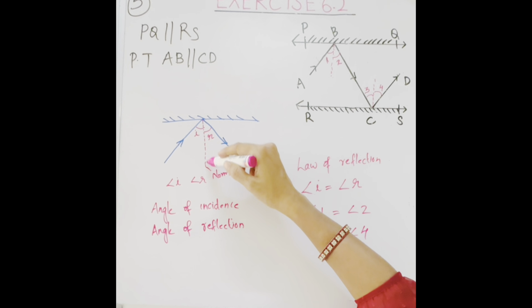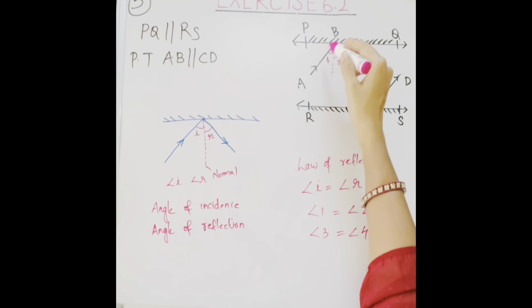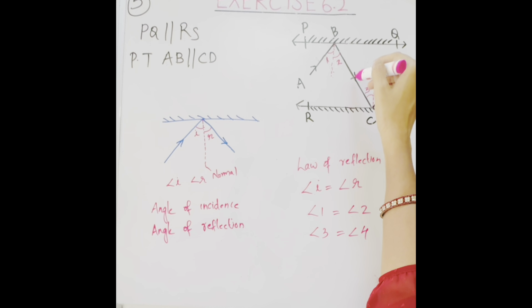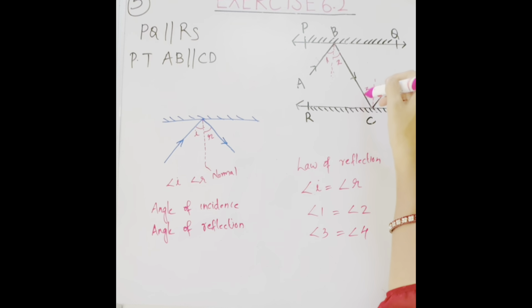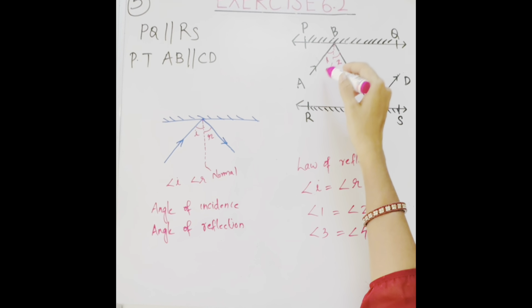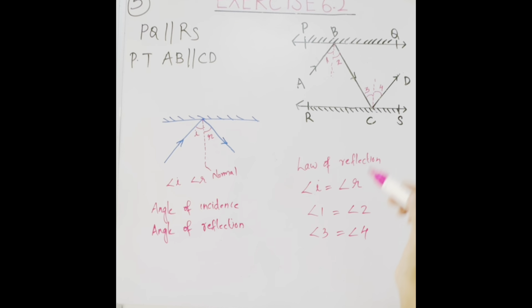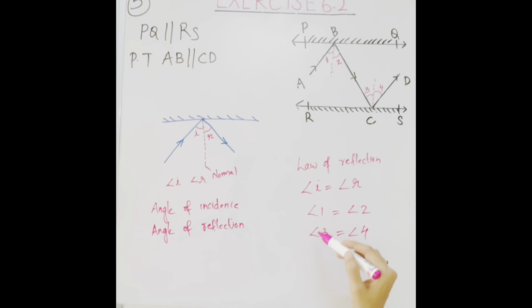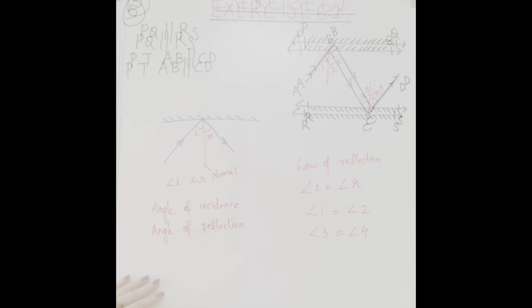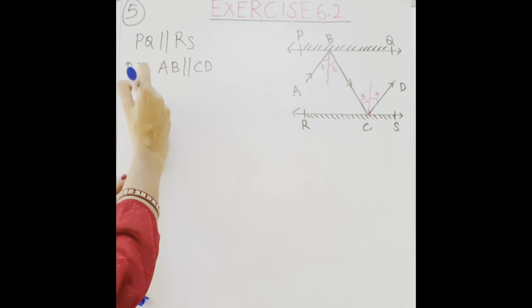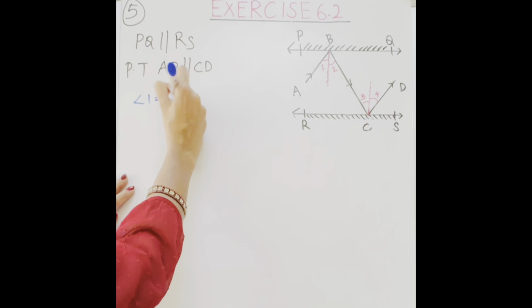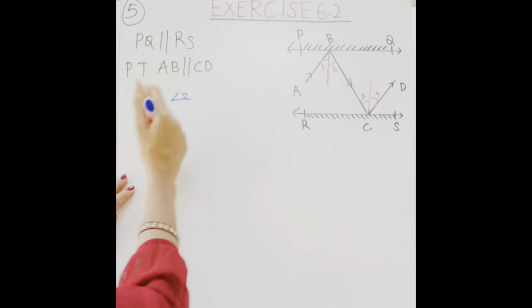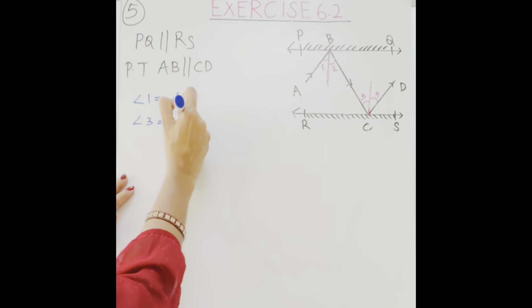The same normal is the same normal here. The incident ray and the reflected ray. The reflected ray is again considered as the incident ray here and then reflected. So angle 1, angle 2, angle 3 and angle 4 are formed, which are angle of incidence and angle of reflection. So angle 1 is equal to angle 2, angle 3 is equal to angle 4. So as per the law of reflection, we can write that angle 1 is equal to angle 2 and angle 3 is equal to angle 4.